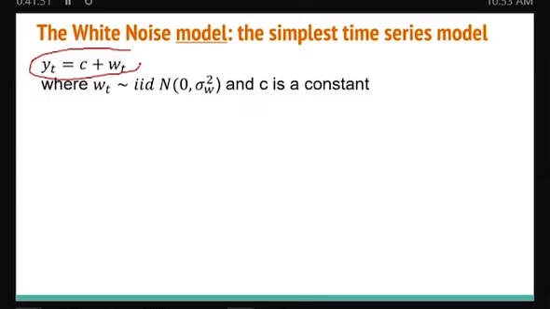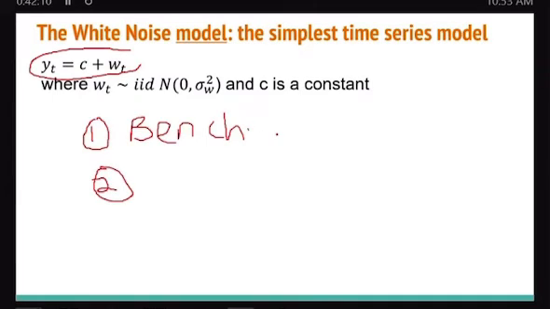But in time series, why do we want to investigate the white noise model? Let me tell you this. There are two things. The white noise model is significant for two things. One, it is significant for benchmark comparison.